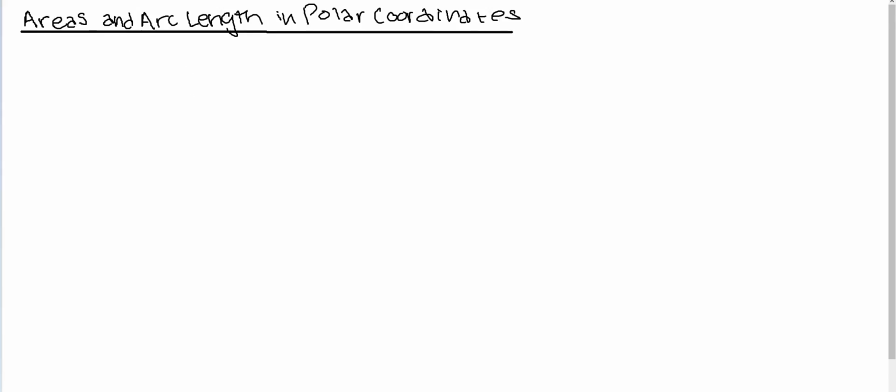In this section, we'll be discussing areas and arc length in polar coordinates. So we have now introduced our new function, r equals f of theta, to account for situations where y equals f of x and x equals h of y are not acceptable.